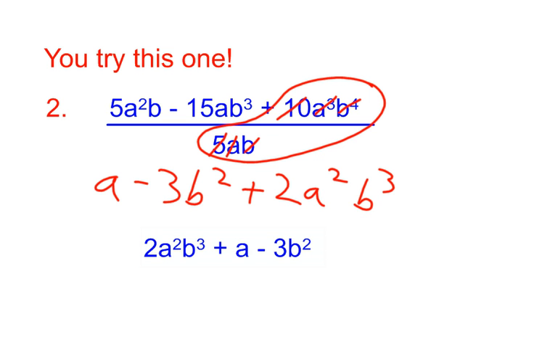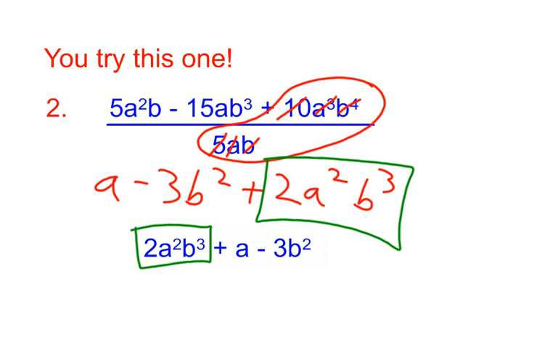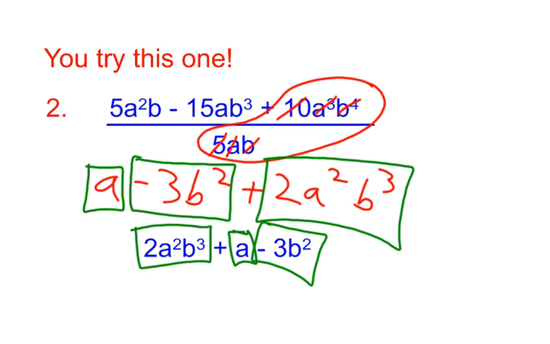And as you can see, we get the exact same answer, just in a different order again, which I prepared you for, that you might see that in Excel Math. 2a squared b cubed, 2a squared b cubed. A positive a, a positive a. A negative 3b squared, a negative 3b squared. So make sure you're very, very careful on that as you do your Excel Math objectives.